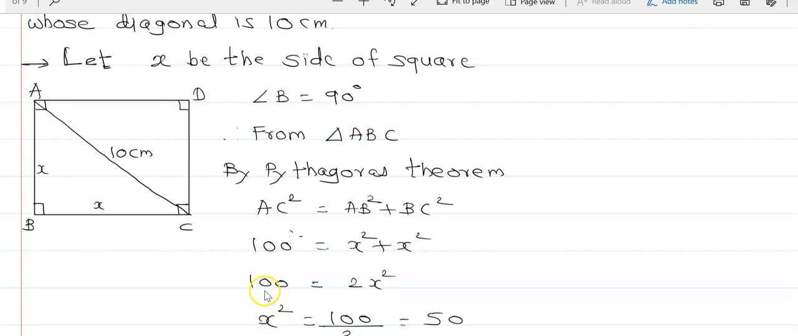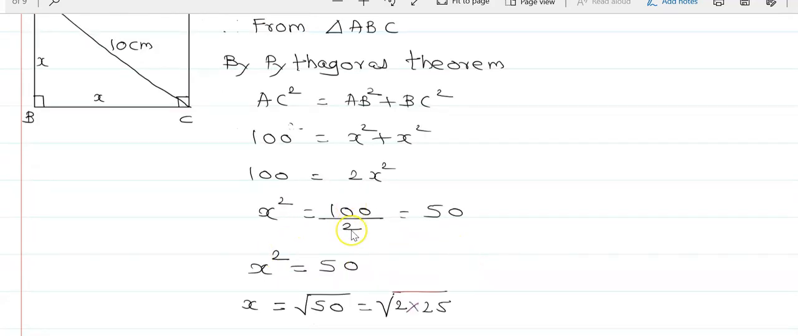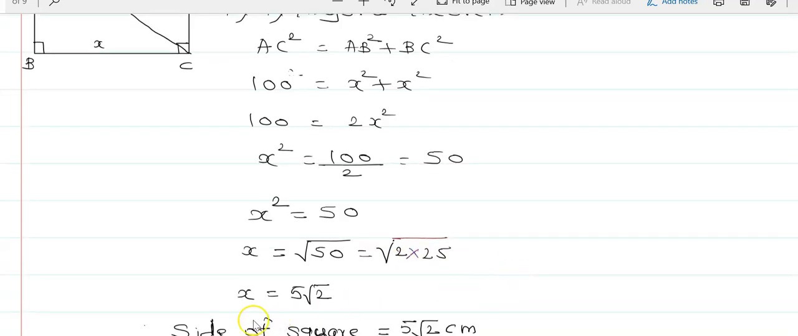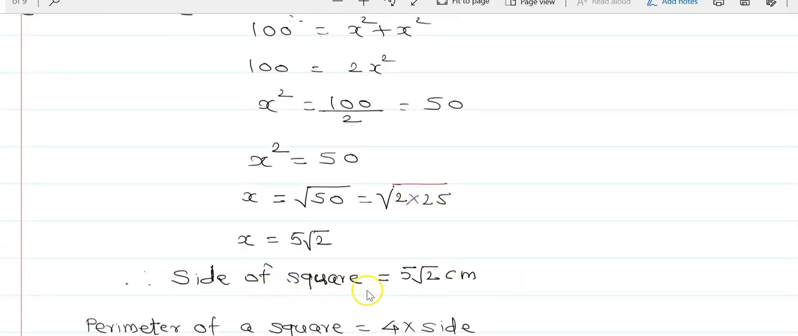Therefore, 100 is equal to x square plus x square, which is 2x square. X square is equal to 100 upon 2, that is equal to 50. X square is equal to 50. X is equal to root of 50. 2 into 25, therefore 5 root 2. Therefore, the side of the square is 5 root 2 centimeter.